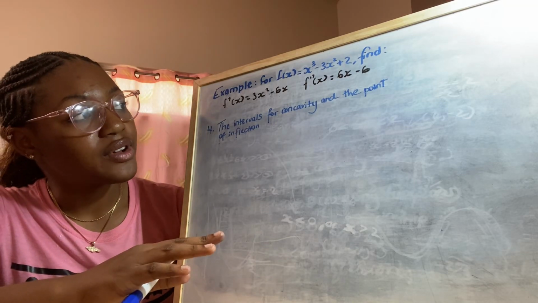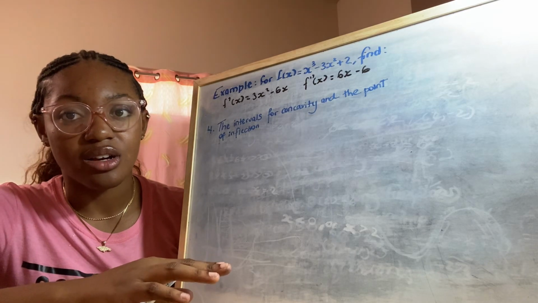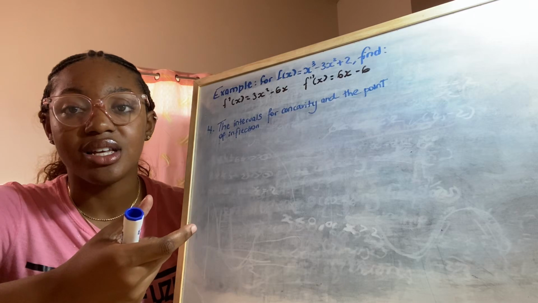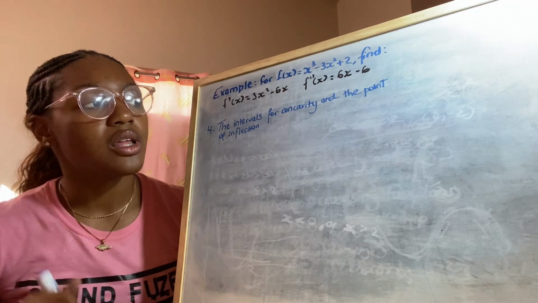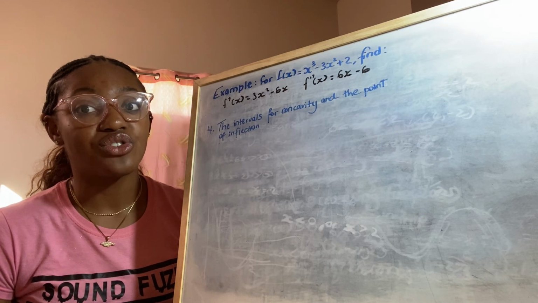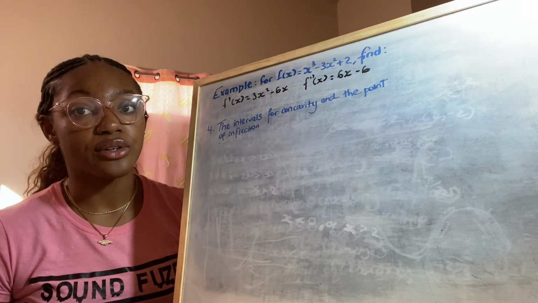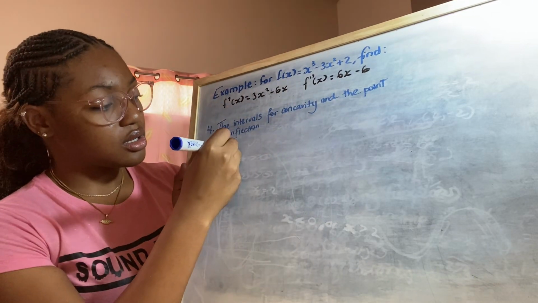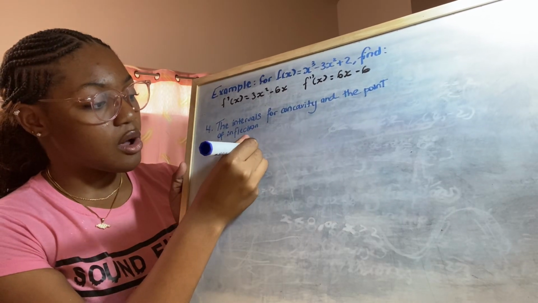We want to find the intervals for concavity and the points of inflection. Recall that when we're testing for concavity, we use the second derivative. If it's concave up, the second derivative is greater than 0. If it's concave down, the second derivative is less than 0. So here we have our second derivative, and for concave up, I'll just write it.